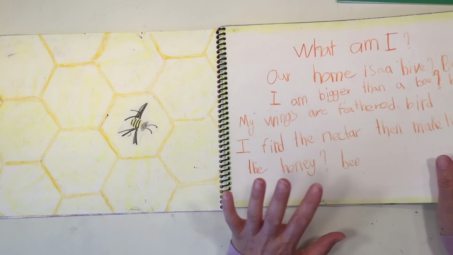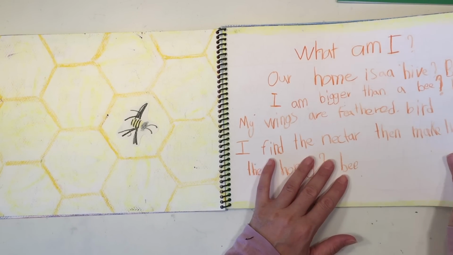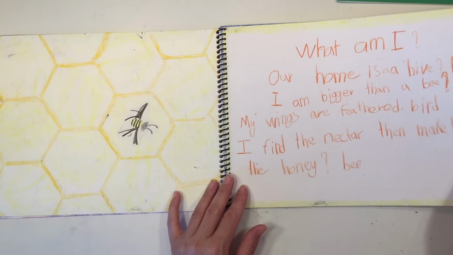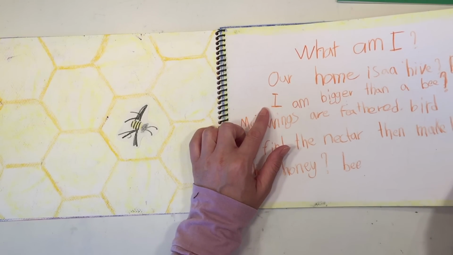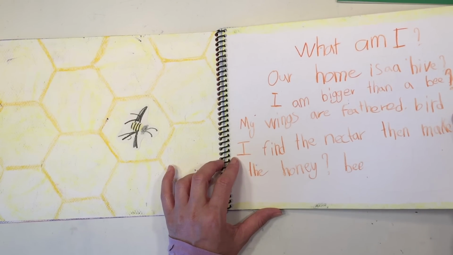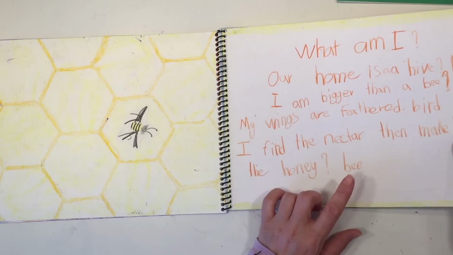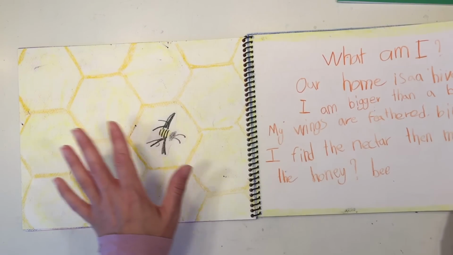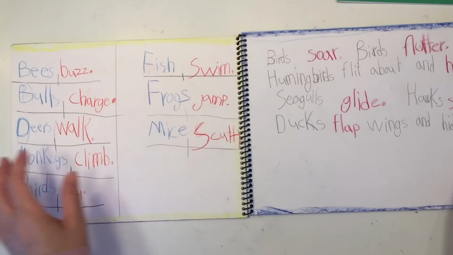Okay, so my son then has a narration here. It says, "What am I? Our home is a hive. Bee. I am bigger than a bee. Bird. My wings are feathered. Bird. I find the nectar and then make the honey. Bee." So I can't remember if this was out of the main lesson book or he made this up, and here's the drawing that coordinates with it.